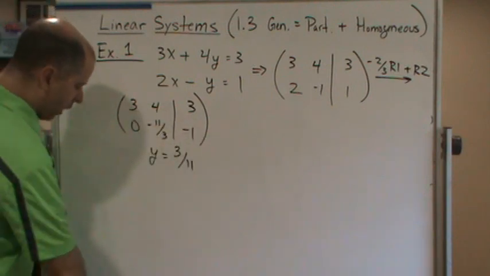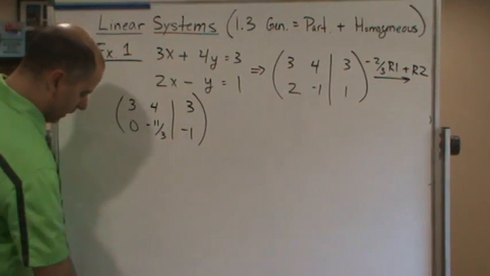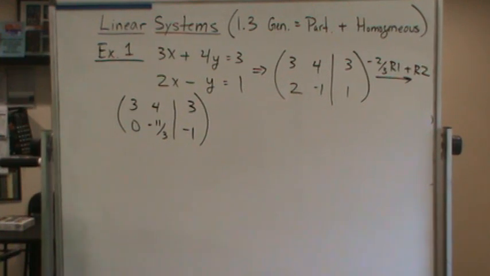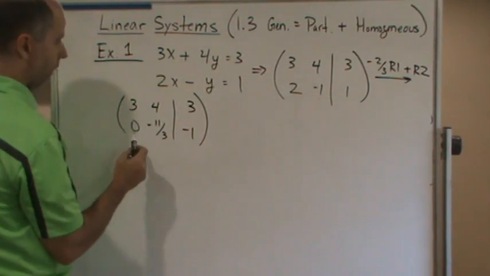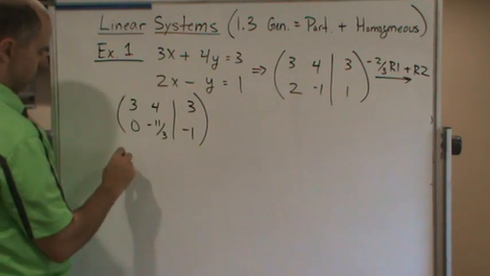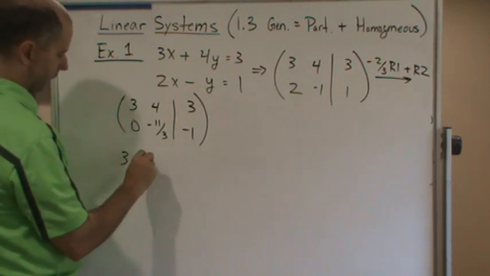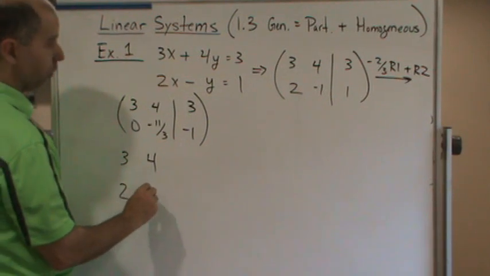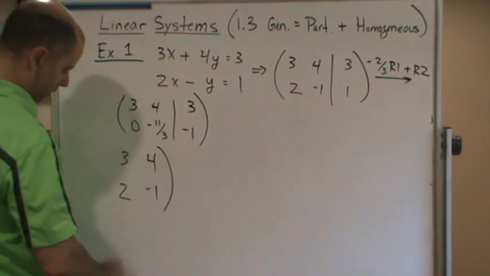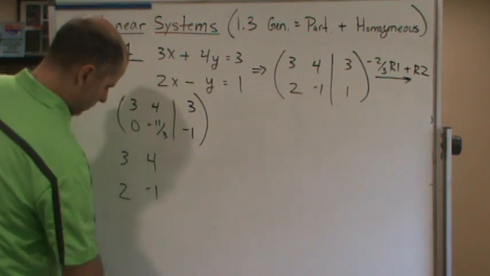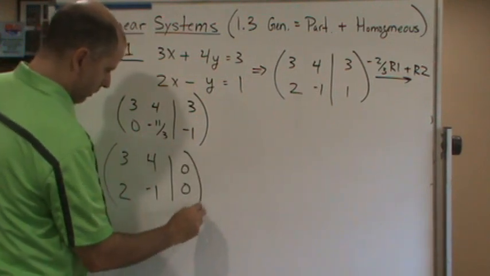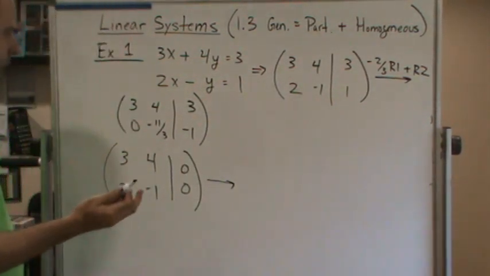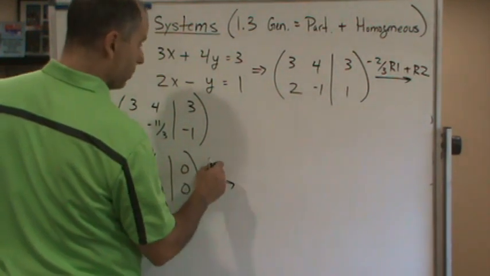Okay, so we can solve this, but let's see what happens if we set up a homogeneous system of equations. So what we're going to do is instead of this, why don't we set up 3, 4, 2, -1, oops, and 0. And again, it's going to go the same way, right? The same operation, we have to do the same operation.